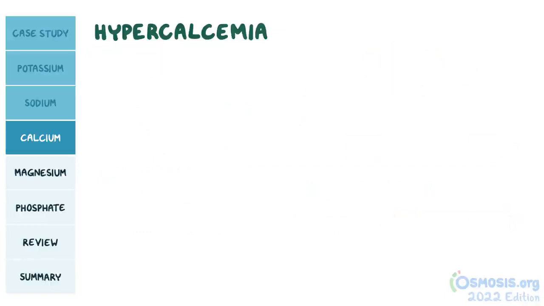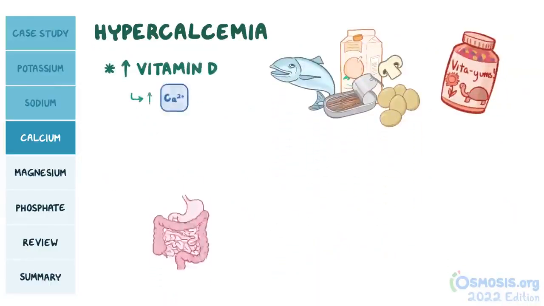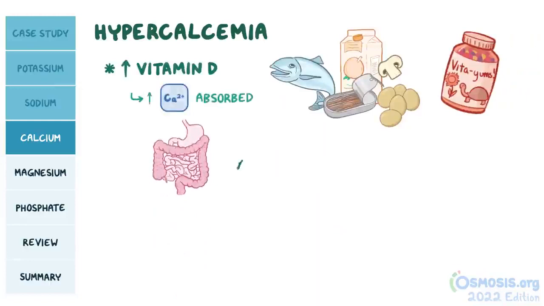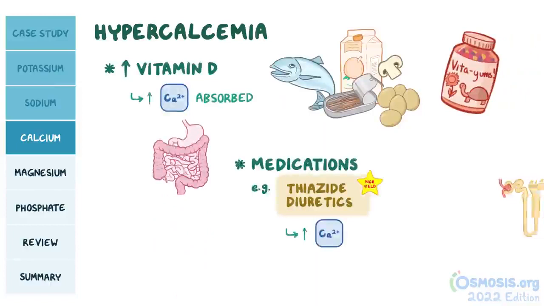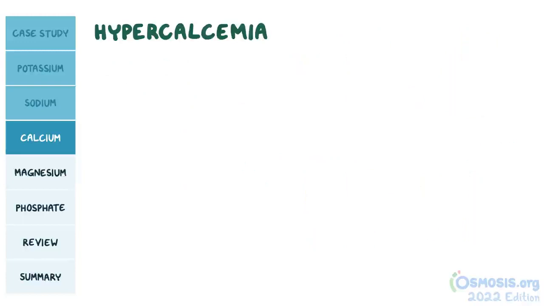Another cause of hypercalcemia is excess vitamin D, either through the diet or through supplements, which can cause too much calcium to be absorbed in the gut. There are also some medications, like thiazide diuretics, that increase calcium reabsorption in the distal tubule of the kidney, which contributes to hypercalcemia. Finally, hypercalcemia can be caused by familial hypocalciuric hypercalcemia.